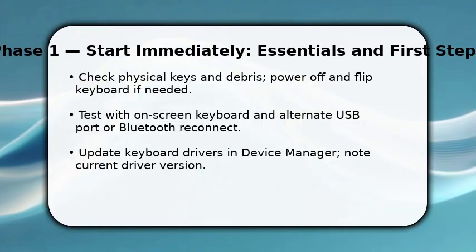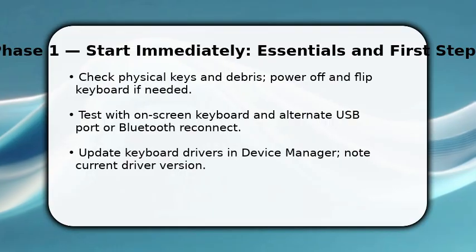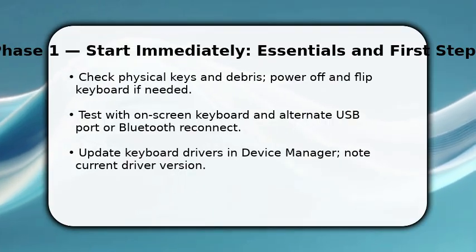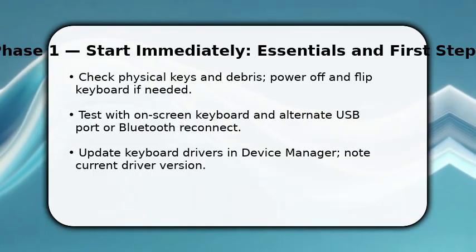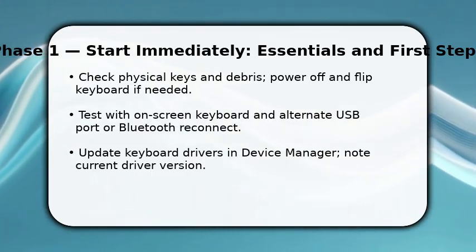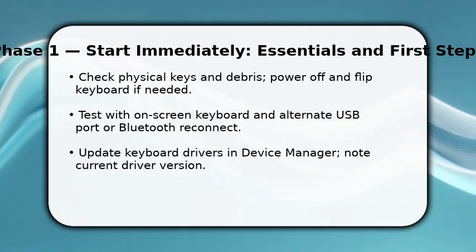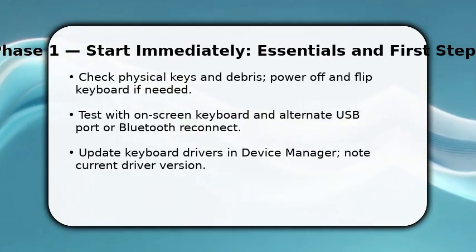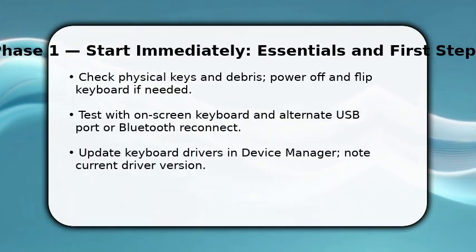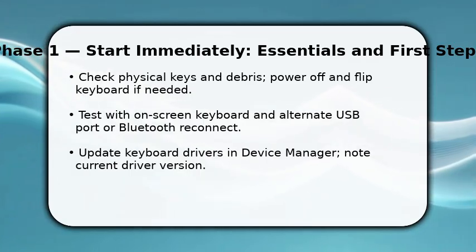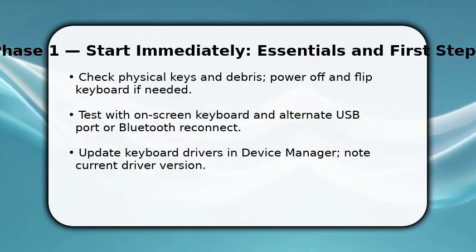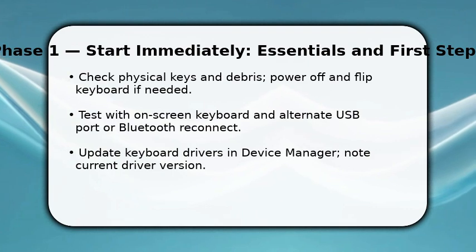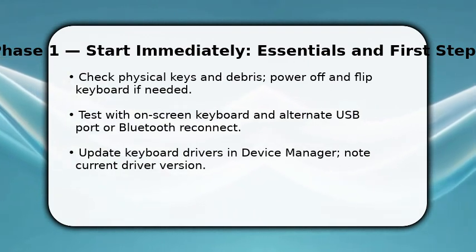You start by eliminating simple causes. Inspect the number keys for crumbs, hair, or sticky residue, and power off before flipping the keyboard to dislodge debris. Once done, connect to a different USB port or repair Bluetooth to rule out port or wireless faults. Then open Device Manager and check the keyboard driver version. Update if outdated. You do this now because software and hardware issues can look identical, so separating them early saves time and prevents unnecessary replacements.